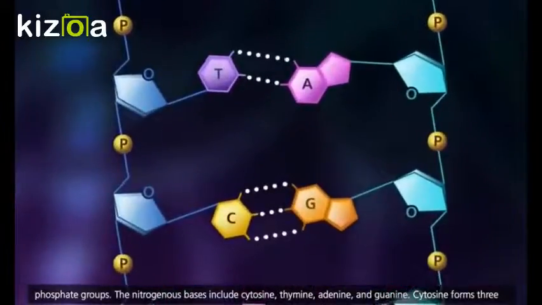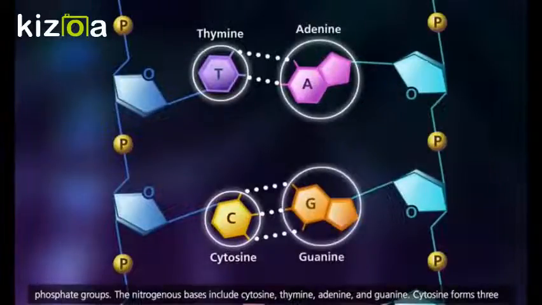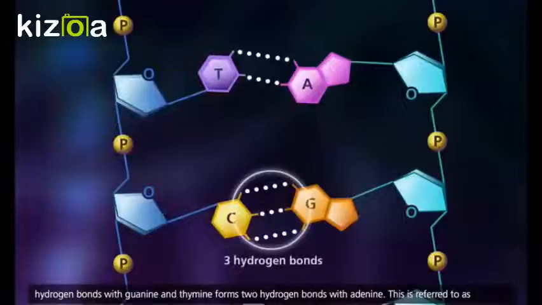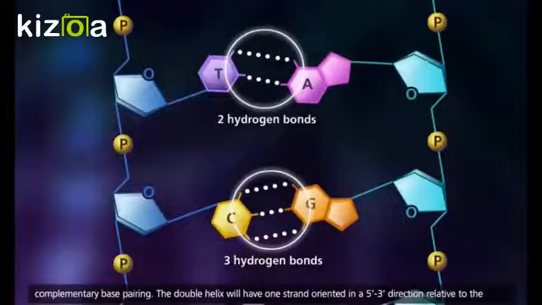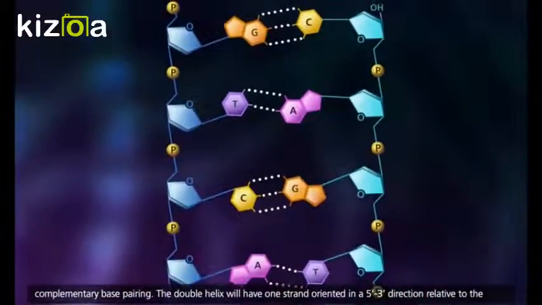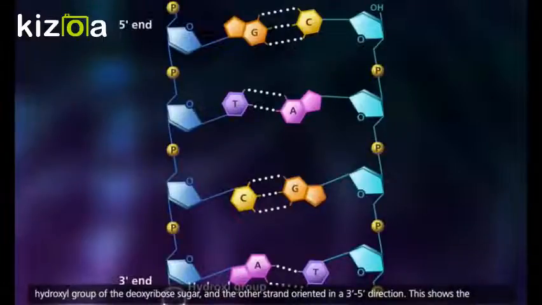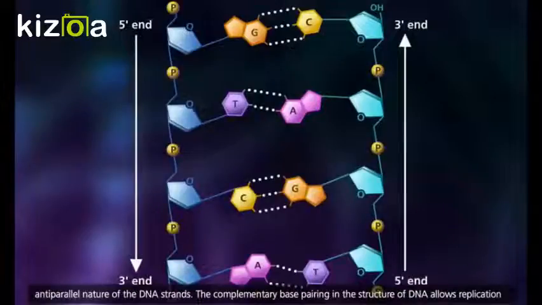The nitrogenous bases include cytosine, thymine, adenine, and guanine. Cytosine forms 3 hydrogen bonds with guanine, and thymine forms 2 hydrogen bonds with adenine. This is referred to as complementary base pairing. The double helix will have one strand oriented in a 5' to 3' direction relative to the hydroxyl group of the deoxyribose sugar, and the other strand oriented in a 3' to 5' direction. This shows the anti-parallel nature of the DNA strands.